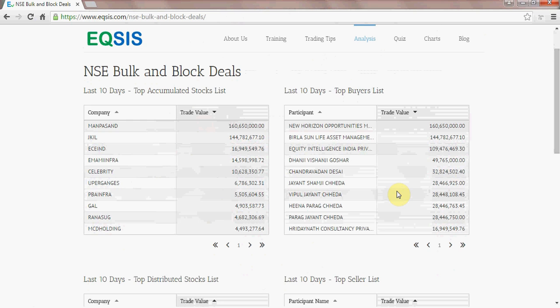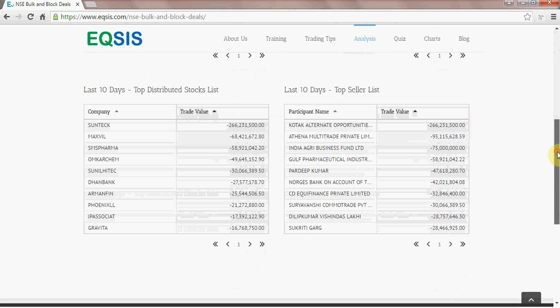Likewise, a company like Celebrity may have been a favorite choice for 2-3 people, but the number displayed here is the collective value for Celebrity. I'm not interested in all the stocks, but in the last 10 days the top accumulated stocks are these companies as per the NSE. And the top 10 major buyers in India through the bulk and block deal segment are these people. Likewise, I get the top distributed stock list, like Suntex, and we have JP Associates as a part of it.